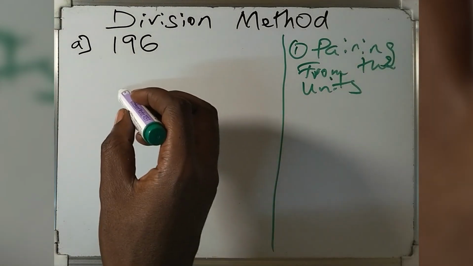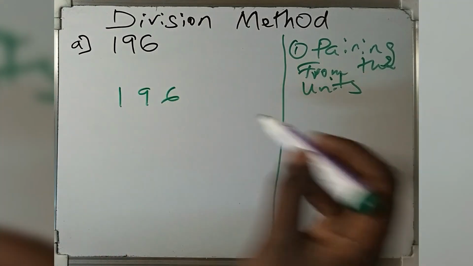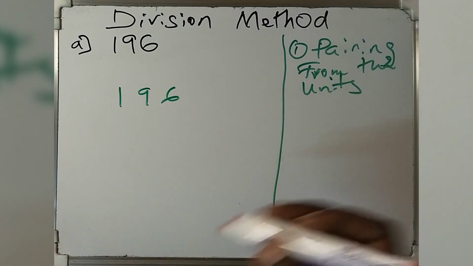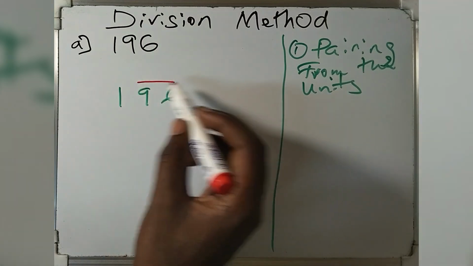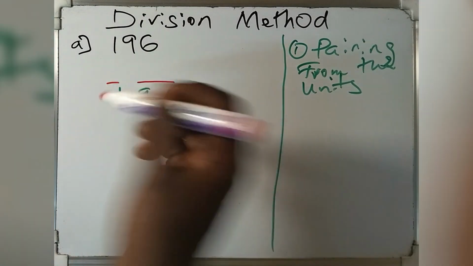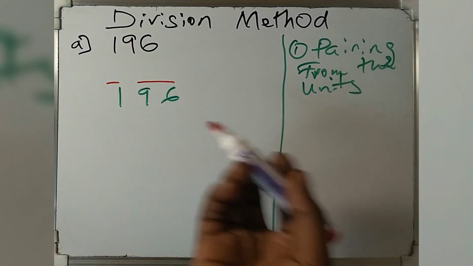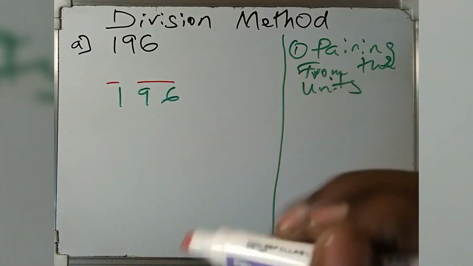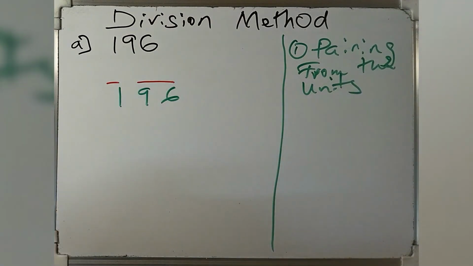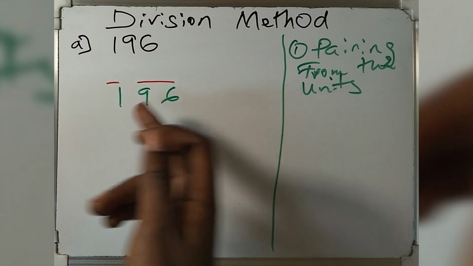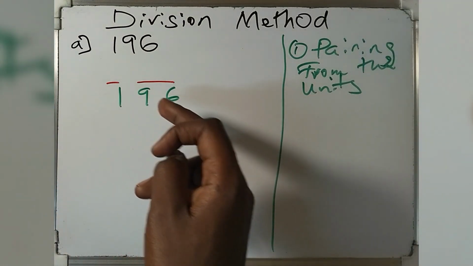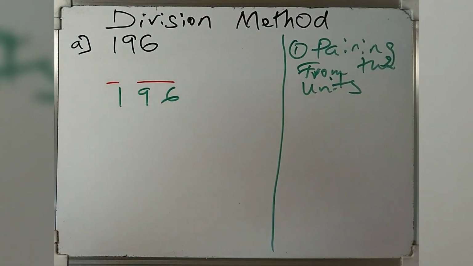So in this case, in 196, we are going to pair from the unit side, and we are going to have two groups. The first group is 96 and the second group is 1. The number of groups tells us the number of digits that we'll have in our final answer. So we're going to have 2 digits for the square root of 196 because we have two groups, this 1 and 2.